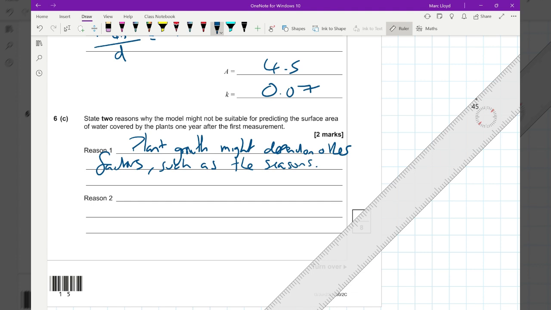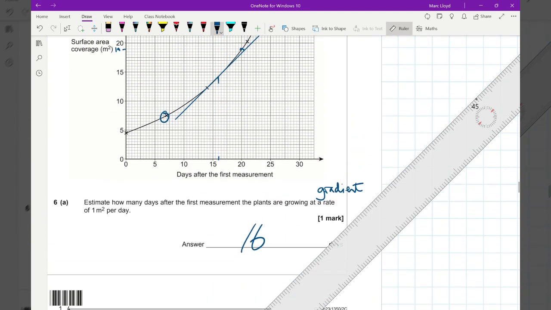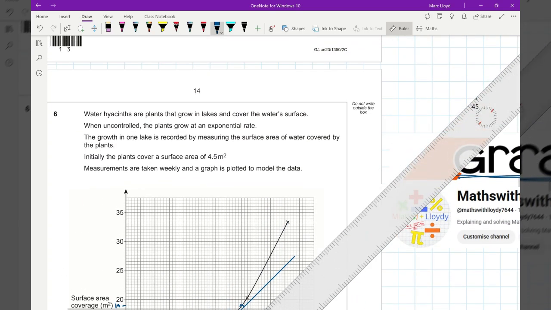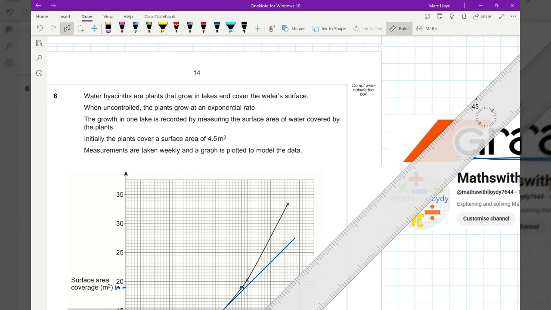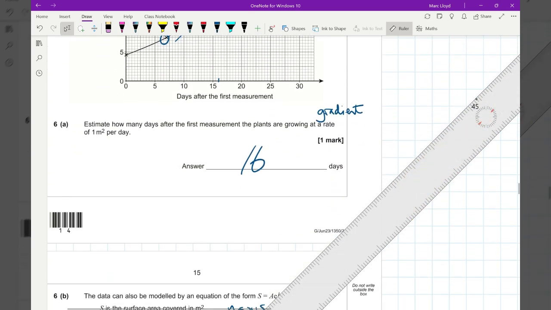And then plants may stop growing unexpectedly. I'd also say, finally, that they might just cover the whole area that we're looking at. We don't know how big the water is. So they could just exceed the actual area, and then it would reach a plateau and would not continue.